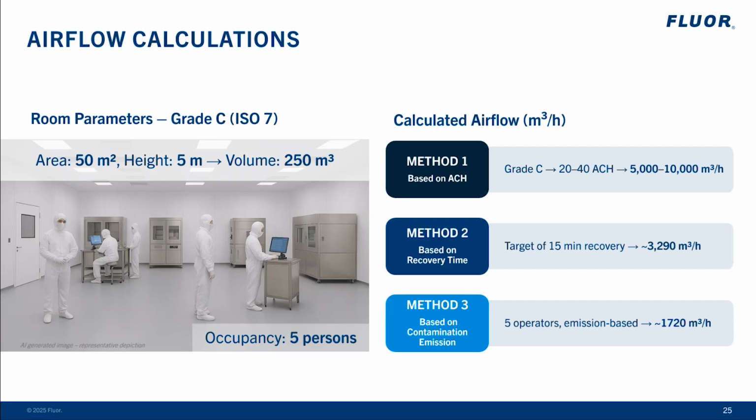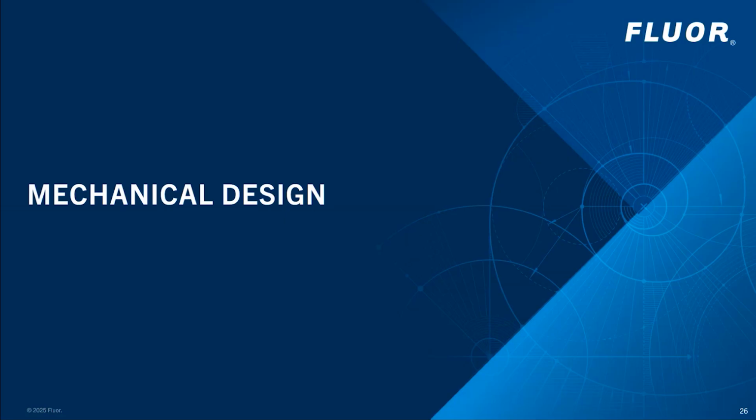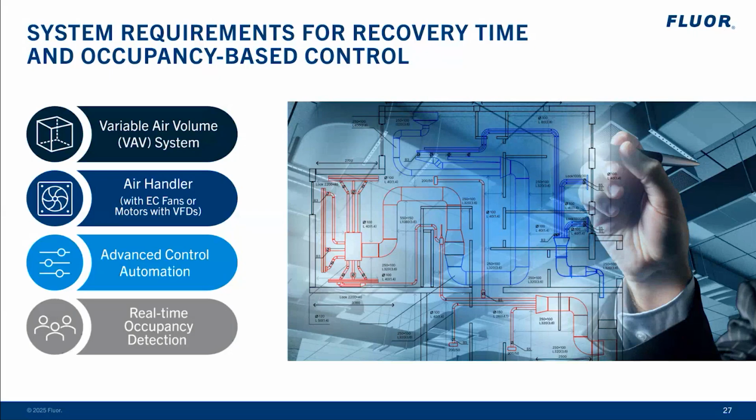It is important to note that for the second and third methods, the system must still be sized for a higher airflow to meet recovery requirements. However, under normal operating conditions, it can run at a capacity close to that calculated using the third method. A ventilation system based on recovery time and occupancy-driven control must be far more advanced than traditional CAV solutions.